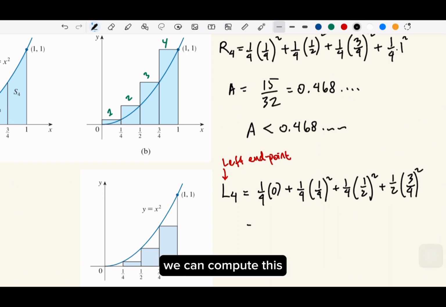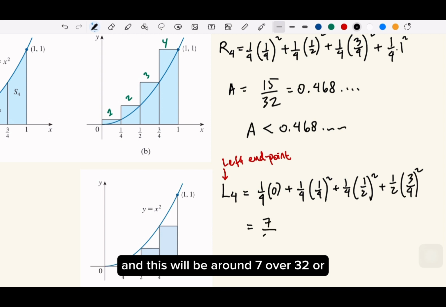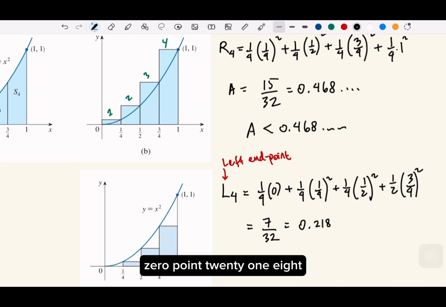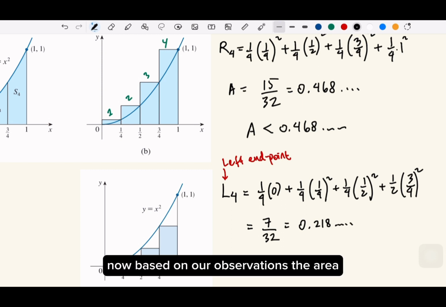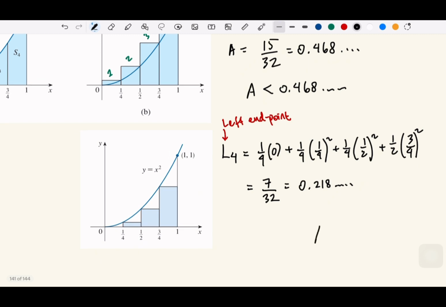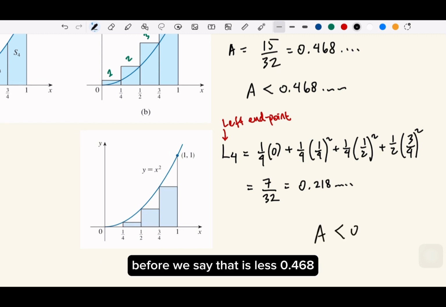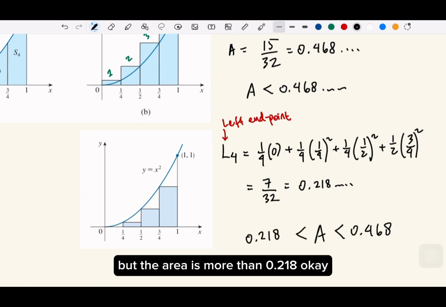We can compute this, and this will be around 7/32 or 0.218. Now, based on our observations, before we said that the area is less than 0.468, but the area is more than 0.218. Okay, so you see that this is underestimate, that is the overestimate. So the real value is between these numbers.